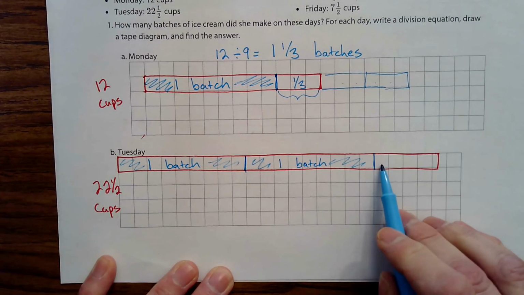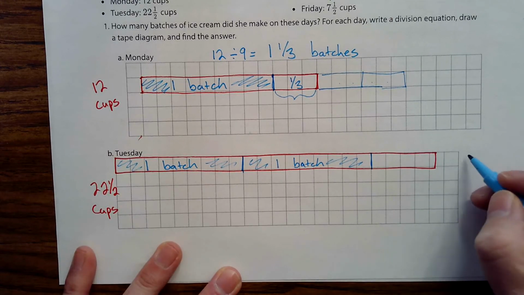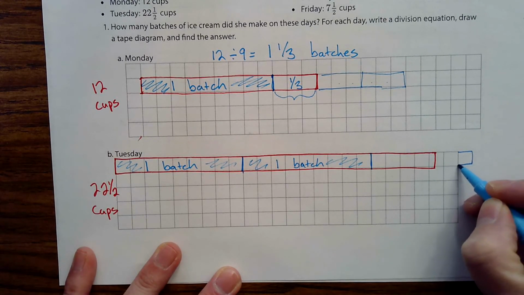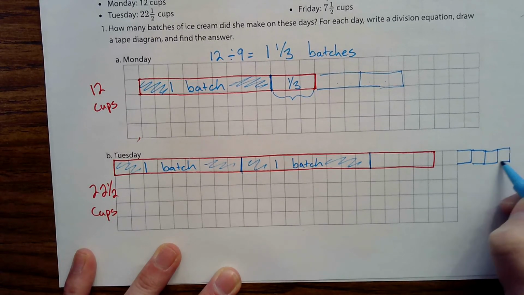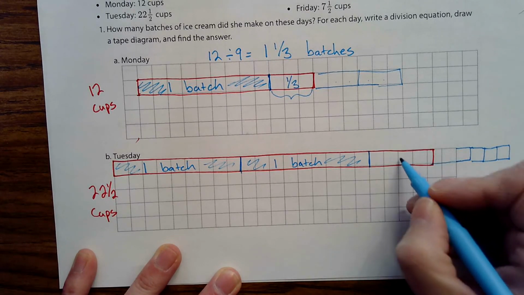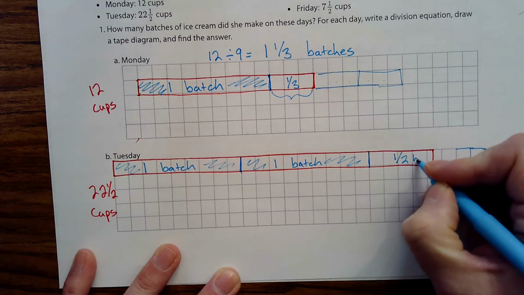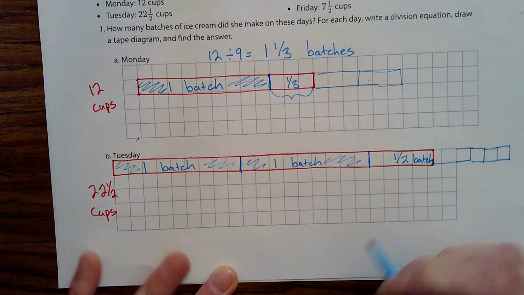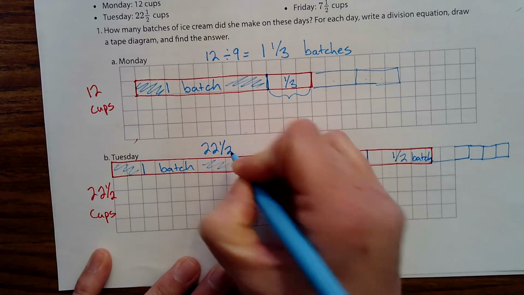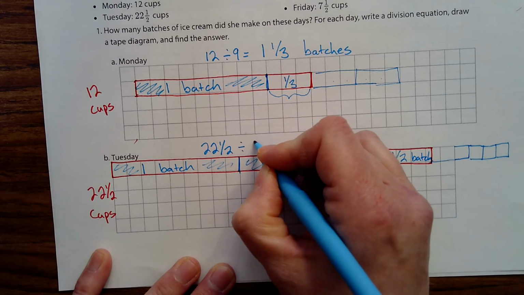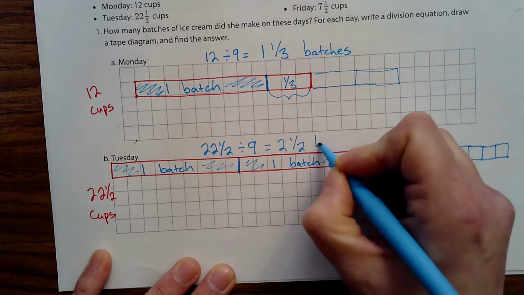And here I can get 1, 2, 3, 4.5 cups. 4.5, and I would really want to have 9. And so this is half of the next batch. 4.5 is half of 9. So my division problem is 22 and 1/2 cups divided by 9 cups in a batch equals 2 and 1/2 batches.